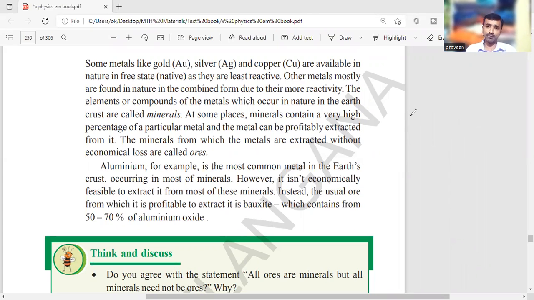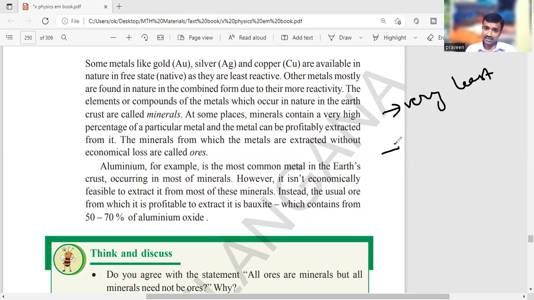So from this you are able to say some of them combine with many substances because they are highly reactive, some of them with few only. Some of them are available in their free state because they are least reactive. For example, in the metals we learned some of the atoms do not react with the others. For example, inert gases, right? They are available in their free state.